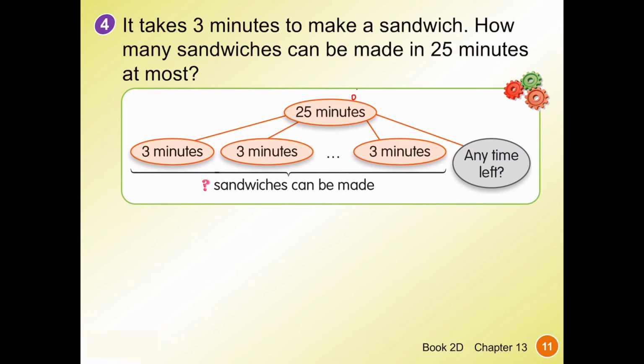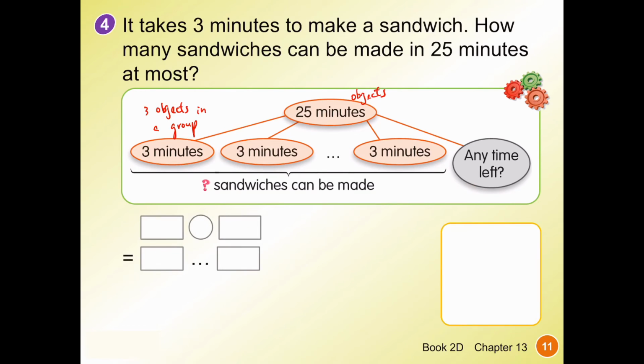So this 25 minutes is the number of objects, and we have 3 objects in a group, and we want to know the number of groups we have, and we also want to know the objects that are left. So here we would put 25 minutes as the dividend, and then the minutes that we use to make a sandwich as the divisor.